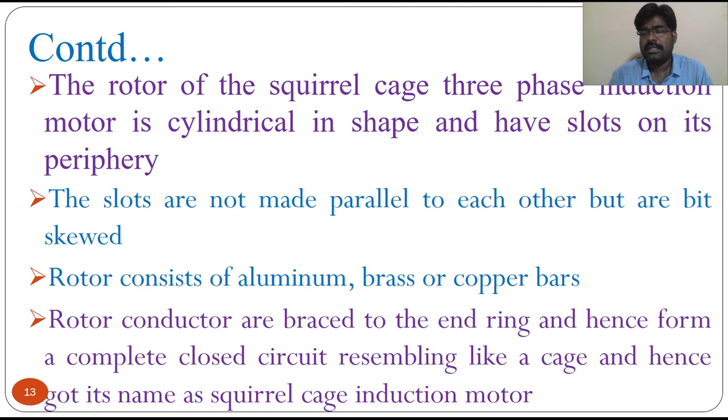Okay, the rotor consists of aluminum, brass or copper bars. As I already told you, the rotor bars on the outer periphery of the rotor are made up of copper, aluminum or brass. So rotor conductors are brazed to the end rings and hence form a complete closed structure resembling a cage, and hence it got its name squirrel cage induction motor. So the entire structure looks like a cage.